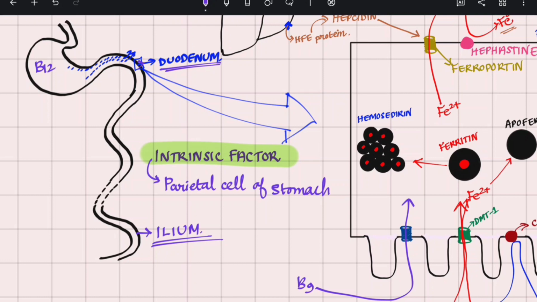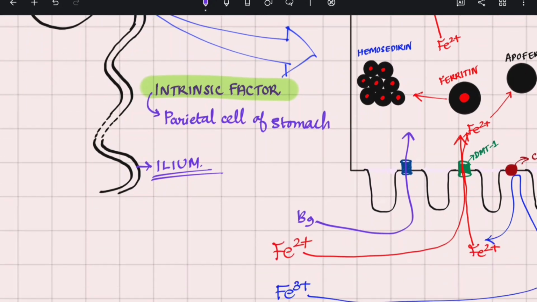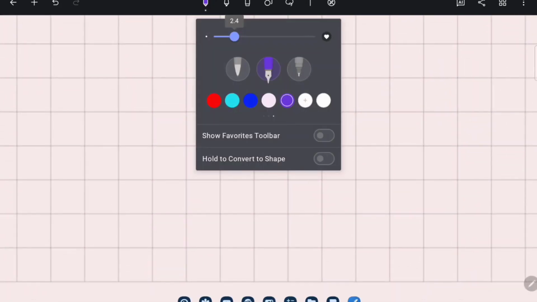So, how does this process happen? Basically what happens is, if you take this round shape here as vitamin B12, the intrinsic factor will bind to the B12. Okay, this is intrinsic factor.